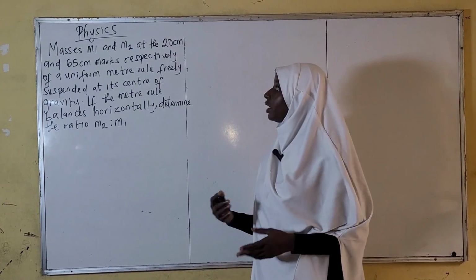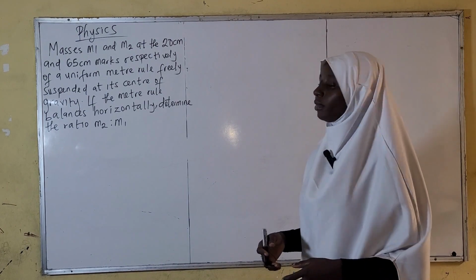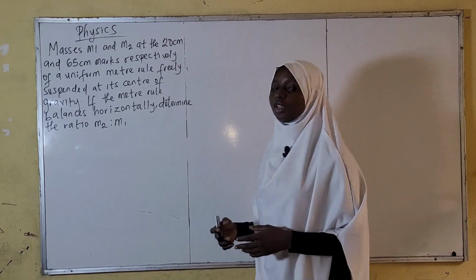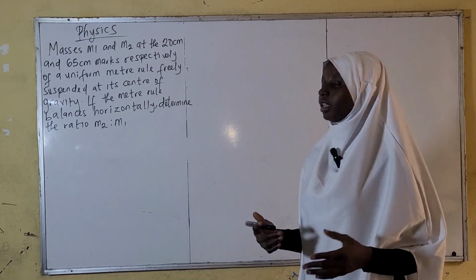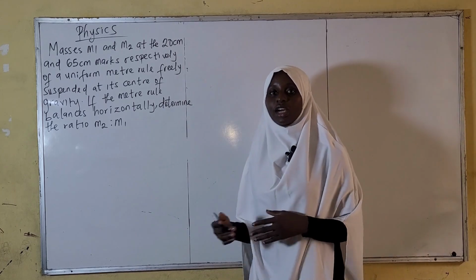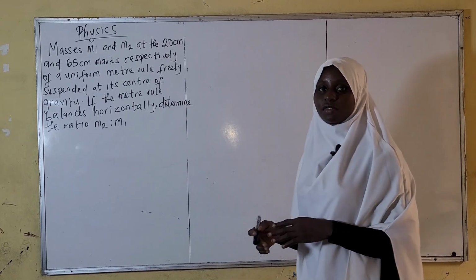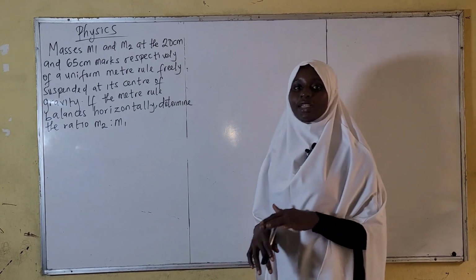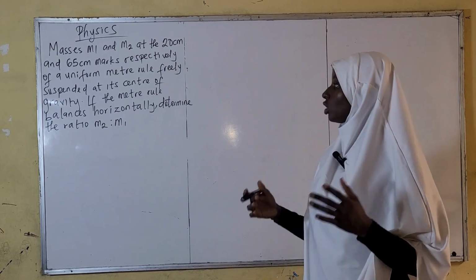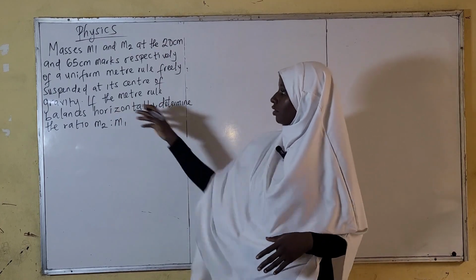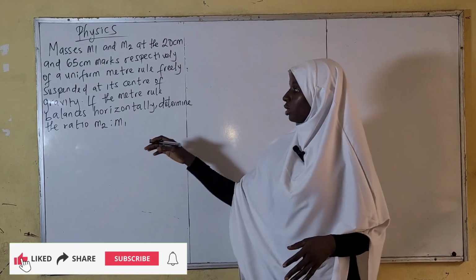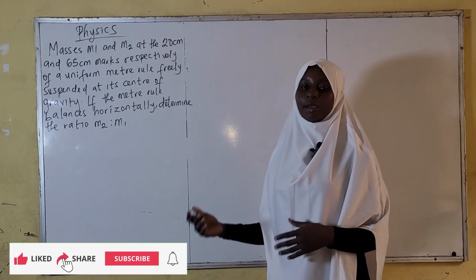Masses M1 and M2 are at the 20 cm and 65 cm marks, respectively, of a uniform meter rule freely suspended at its center of gravity. What we refer to as the center of gravity is a point where the weight of that body appears to be concentrated. If the meter rule balances horizontally, determine the ratio M2 to M1.